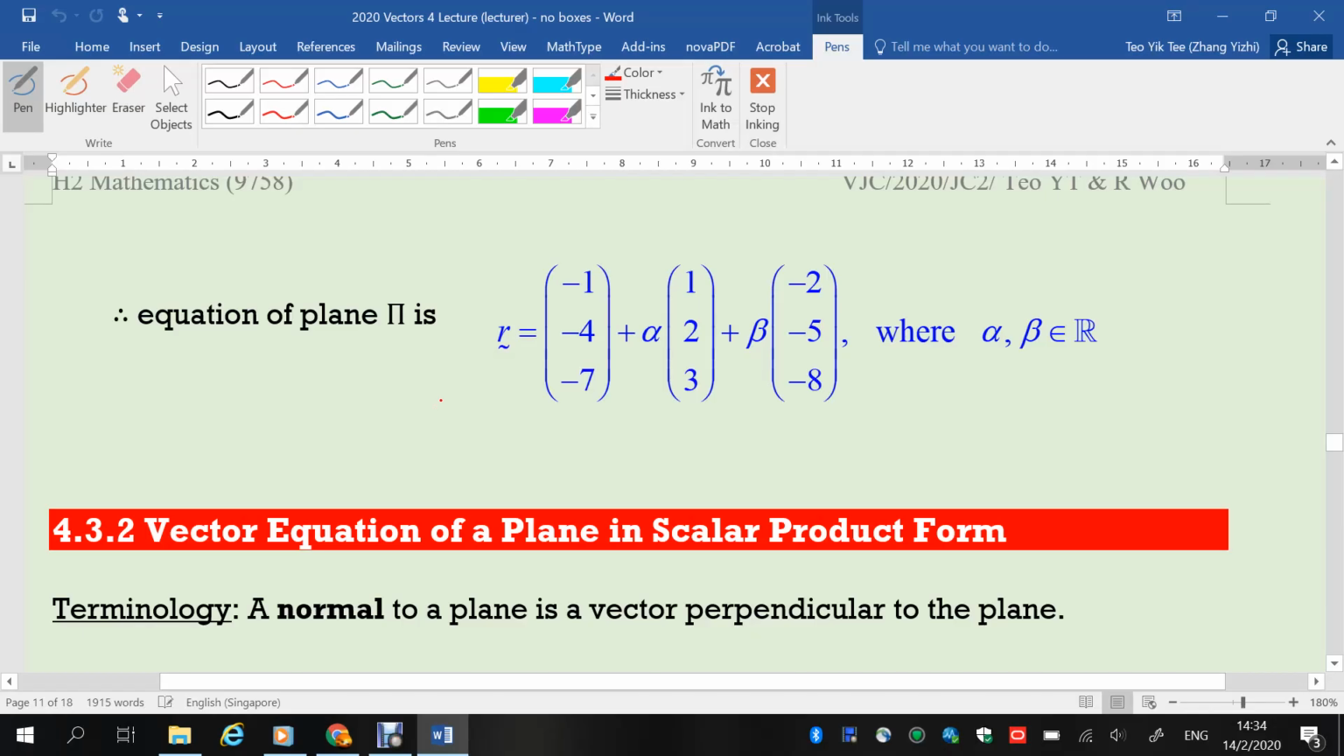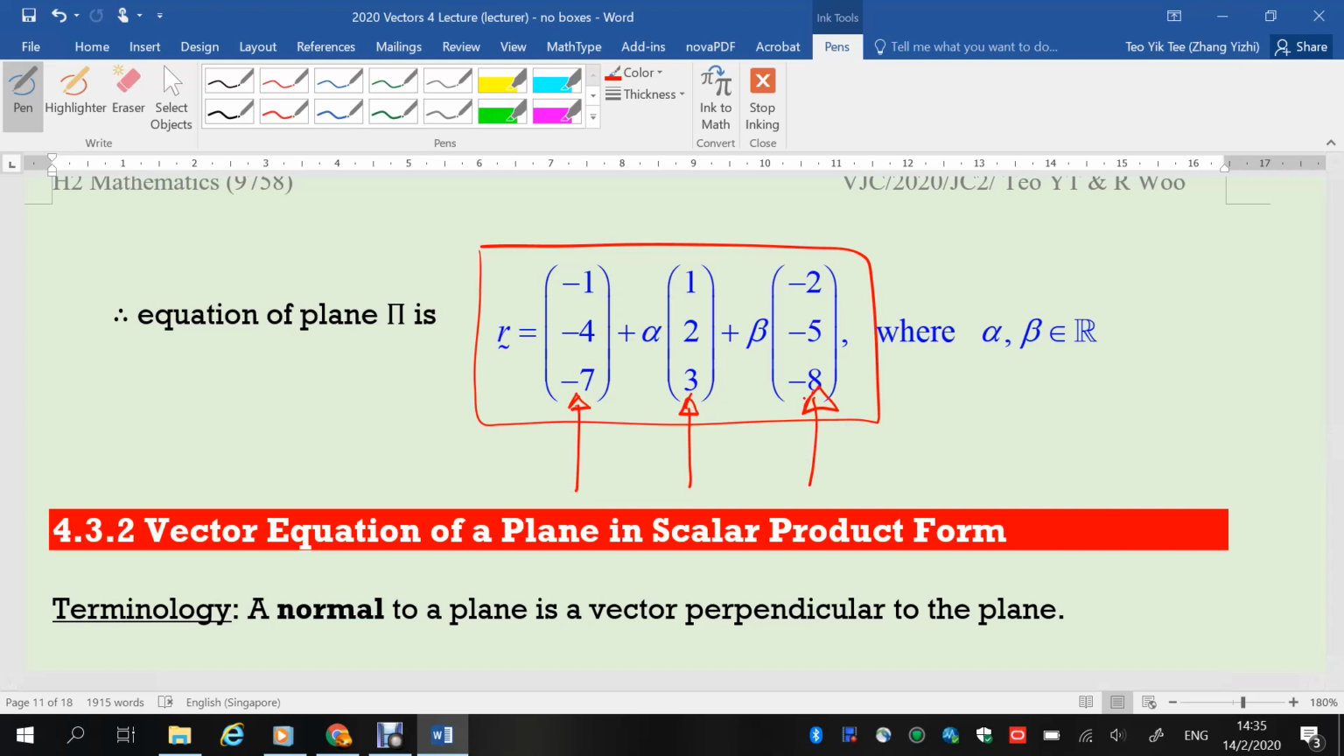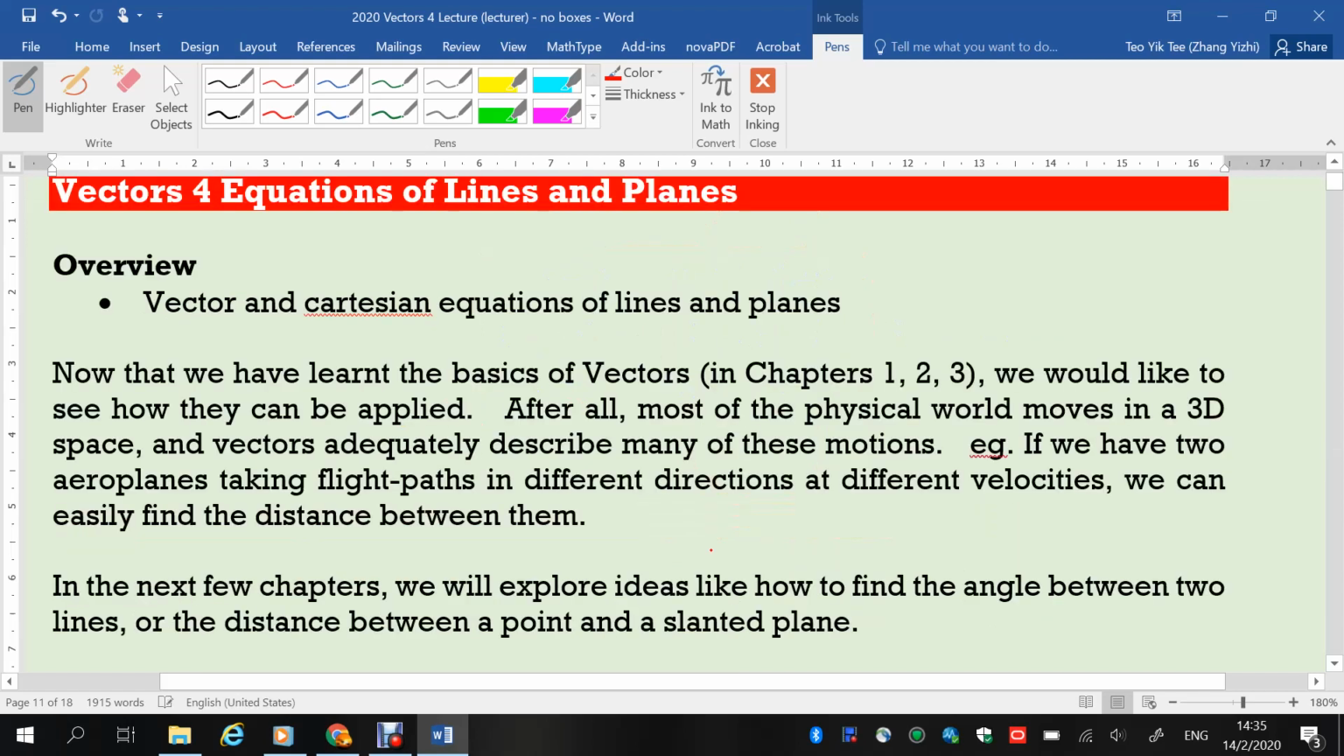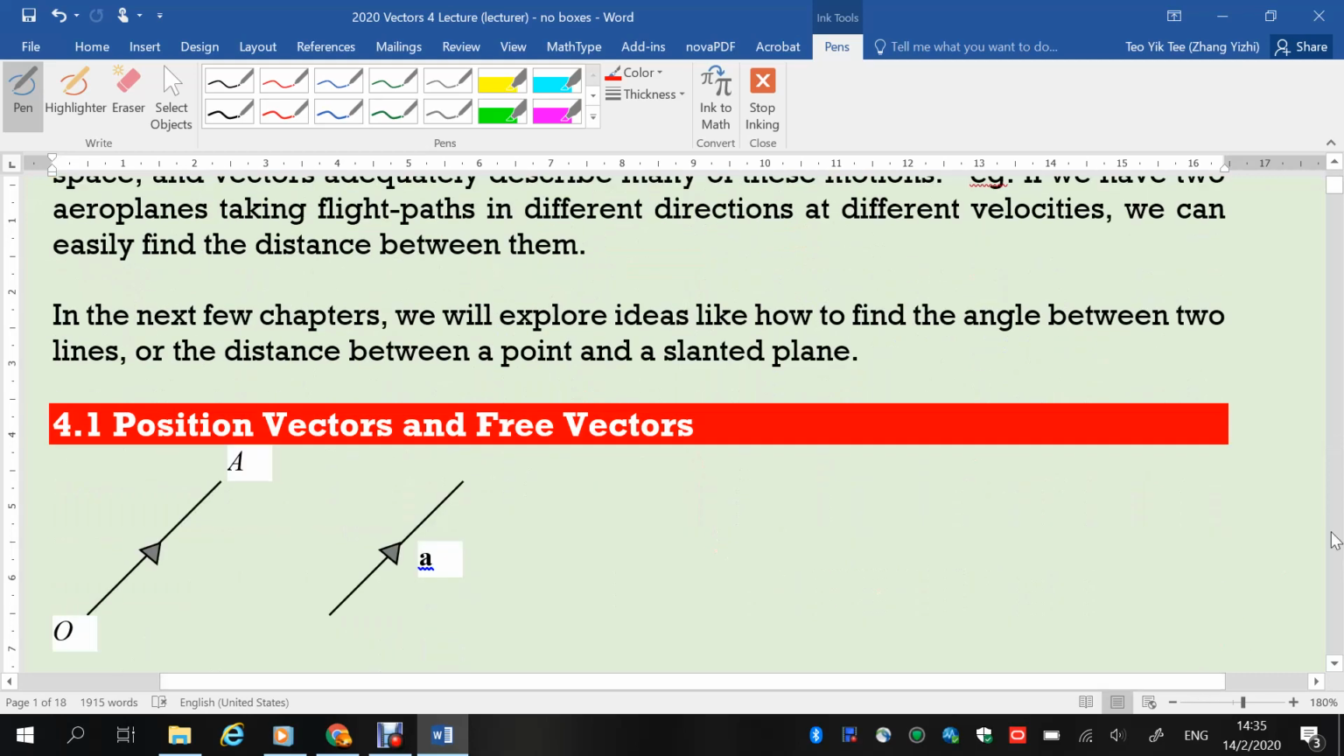Okay, before we move on to the next section, let me repeat again. This is the vector equation of a plane. This is one point on the plane, and this is one direction on the plane, and this is another direction on the plane. So as mentioned previously, when the equation of the plane is written in this vector equation form, it is not unique because there can be many different points and many possibilities in terms of the directions. So we have to come up with a different form, which is what we call the scalar product form, or the R dot n form of your equation of a plane.